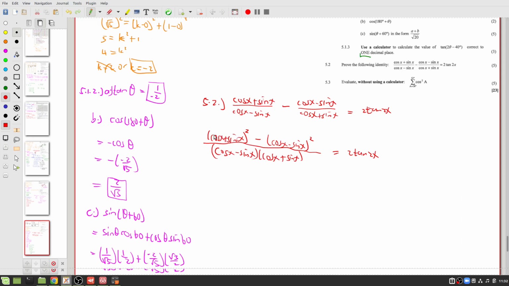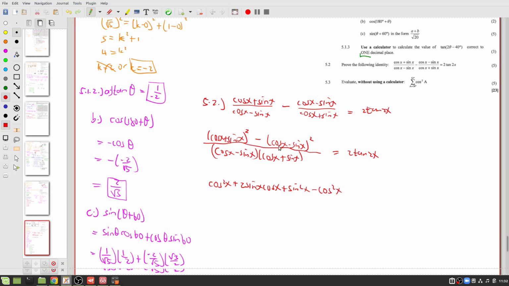So if we multiply this bracket out, we'll get cos squared x, then plus cos x sin x plus another cos x sin x, so it's plus 2 cos x sin x, or sin x cos x. Doesn't matter which way around you write them. And then sin x times sin x is sin squared x. Okay, now here we've got cos squared x, but it's a minus, so minus cos squared x.